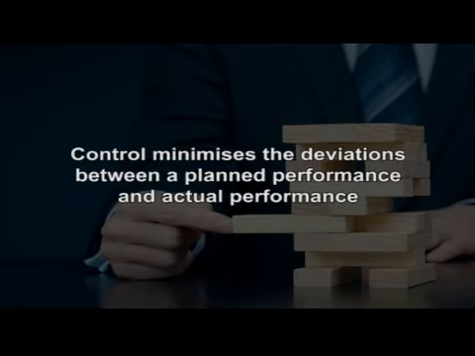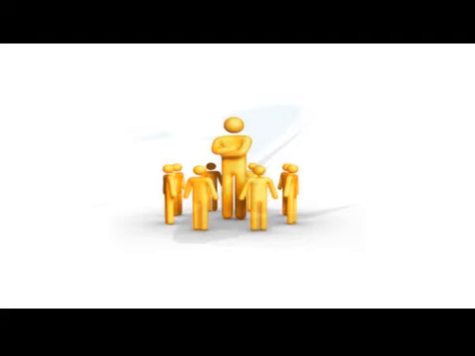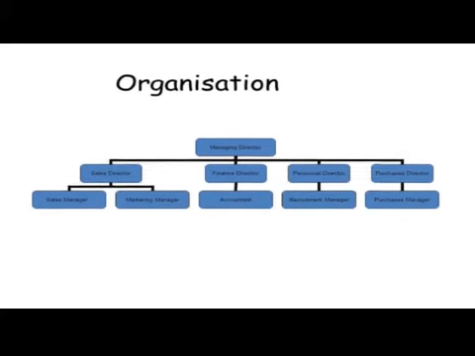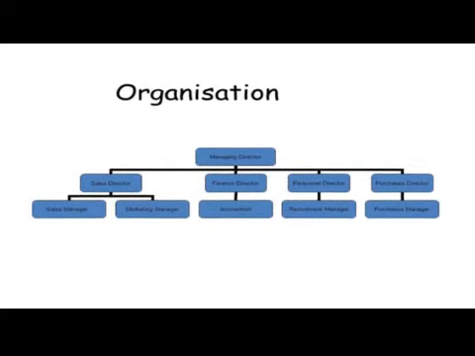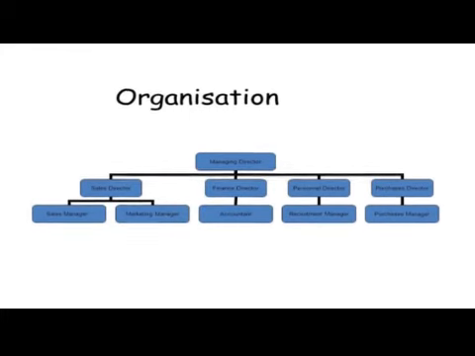Control minimizes deviations. Control minimizes the deviations between planned performance and actual performance. Control facilitates delegation. Control helps the superiors to evaluate the work of their subordinates. So the superiors concentrate on the very important work and they can delegate the less important work to the subordinates. Thus, it facilitates delegation. Control facilitates coordination. Control facilitates coordination between the different departments of the organization. Whenever there are any deviations, different departments come together to take collective and corrective steps.